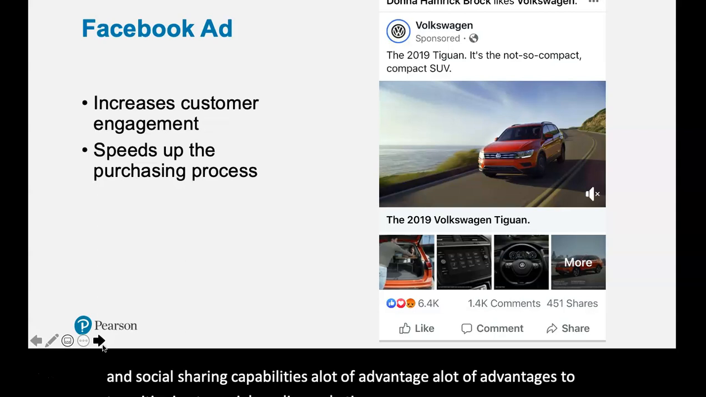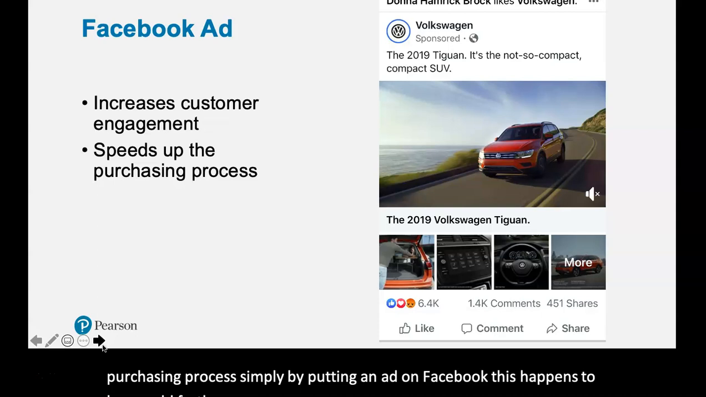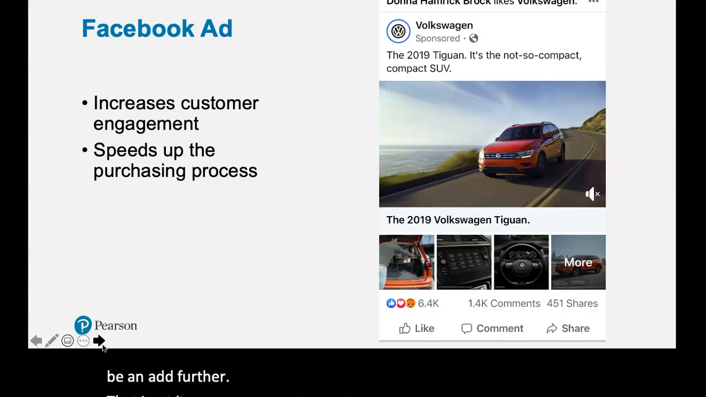Here's an example of a Facebook ad where we can increase customer engagement and speed up the purchasing process simply by putting an ad on Facebook. This happens to be an ad that I put in the slides last year from Volkswagen.